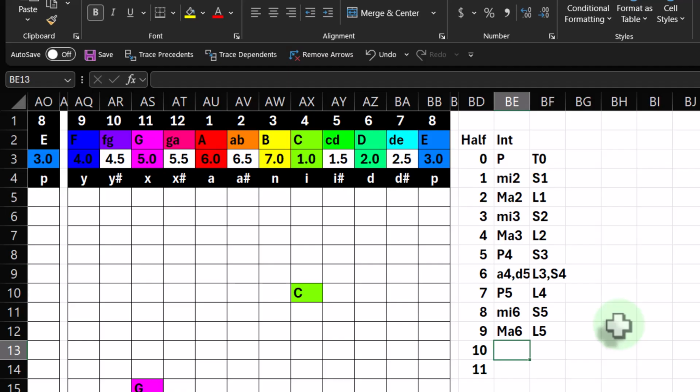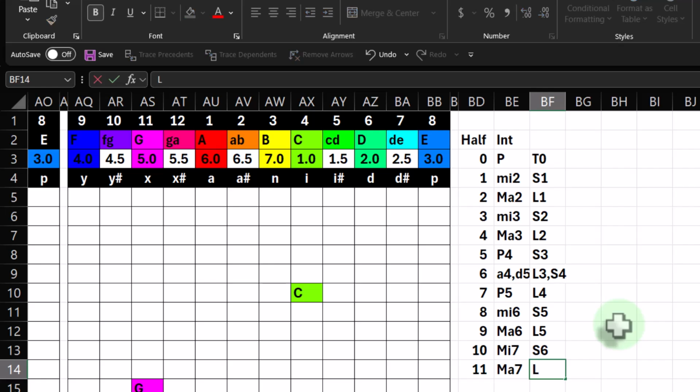10 notes away would be a minor 7. So that would be the last scale degree, because there's only 7 continents as we go around the circle. But if you're measuring from any particular point within the circle, it would be 6 away, right? So it would be a short 6 for 10 notes away. And then 11 notes away would be a major 7, and that would be a long 6.